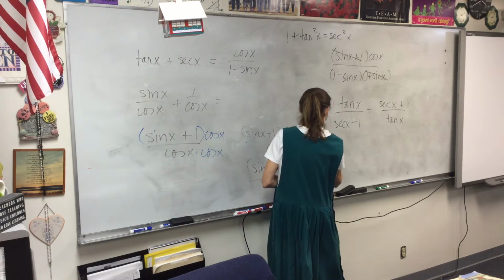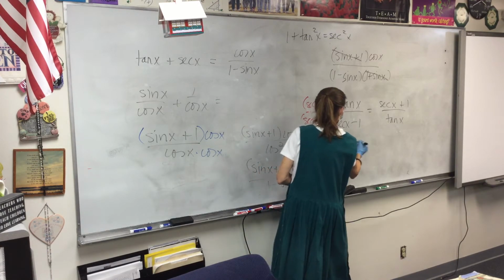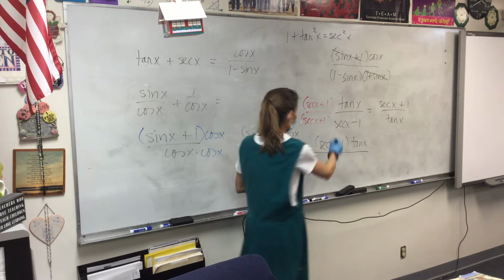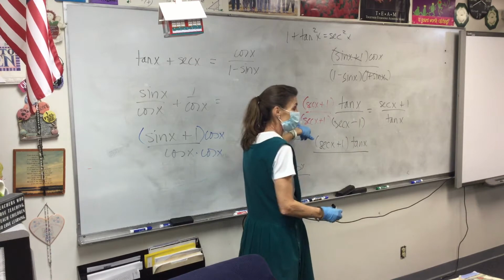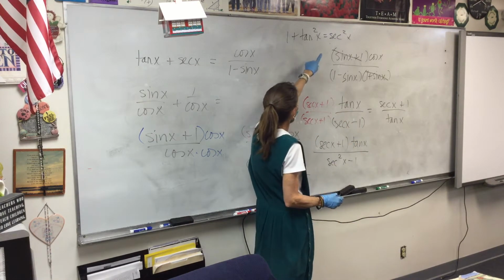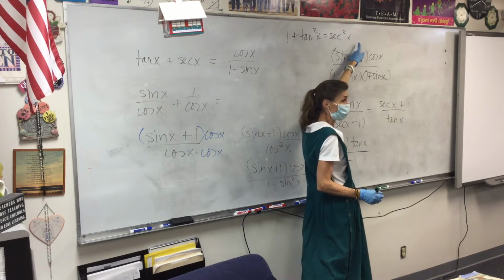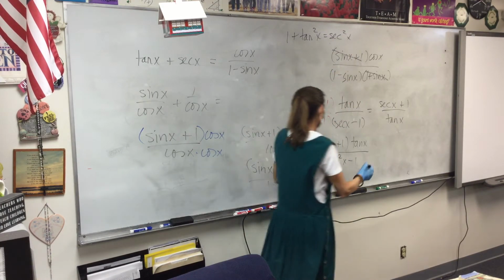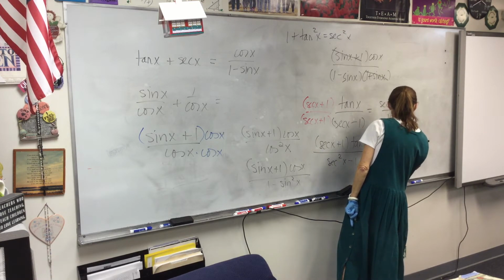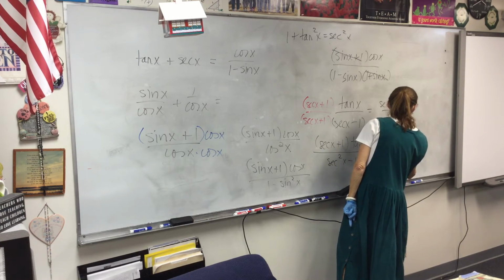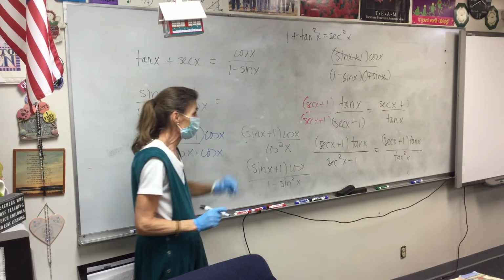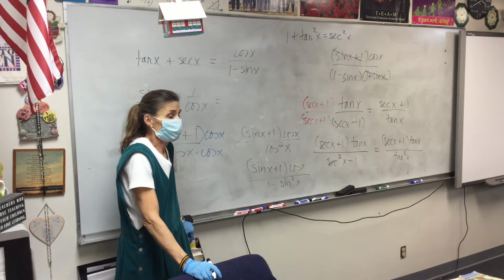So you've got secant plus 1 times tangent over, what's this when you FOIL it out? That's a FOIL. What's that going to be? Secant squared minus 1. Whoa, secant squared minus 1. That's tangent squared. And what's going to happen now? The tangents are going to cancel and you're going to be left with what you wanted.